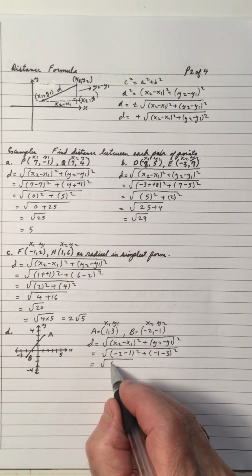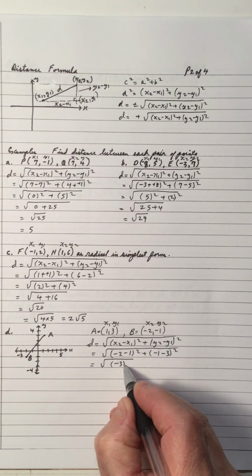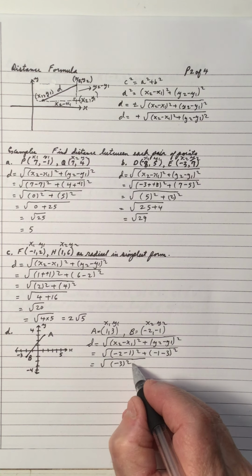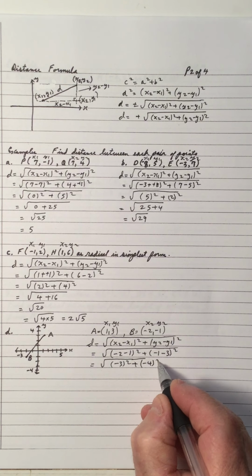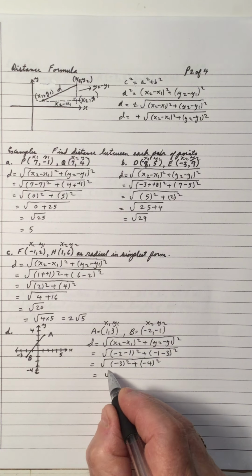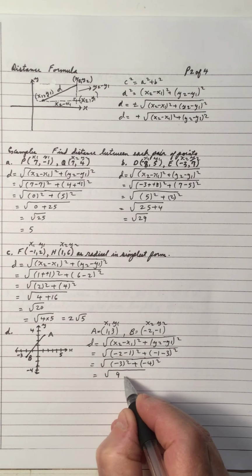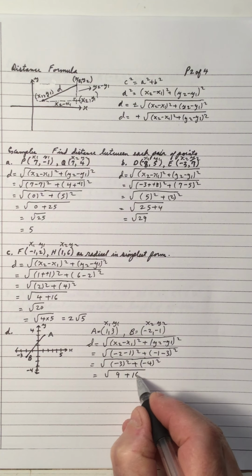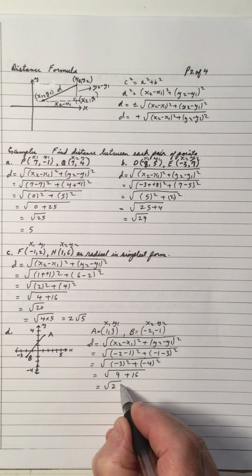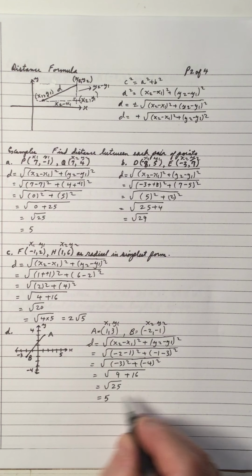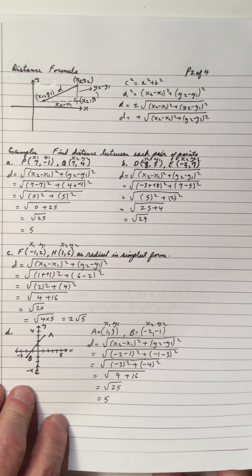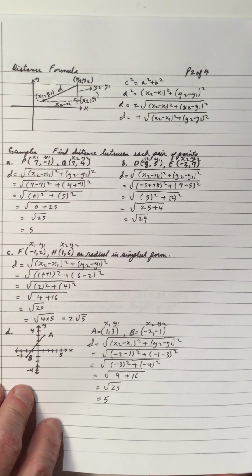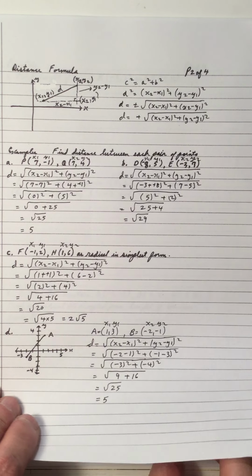Simplify the brackets first. Negative 2, negative 1 is negative 3. Add on negative 1, negative 3 is negative 4. And we square them. 9. Negative 4 squared is 16. 25 gives me a 5. So that's how we work with the distance formula. The distance formula is just the Pythagorean property with the differences in the x and the differences in the y's being squared.